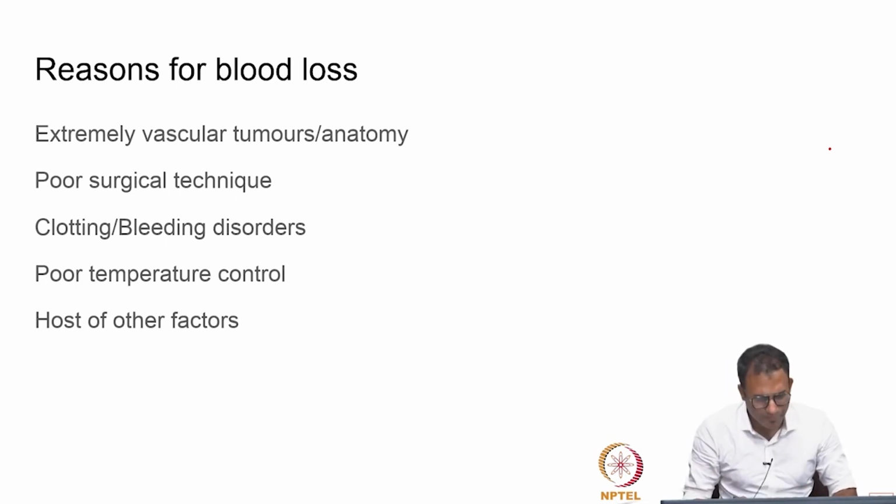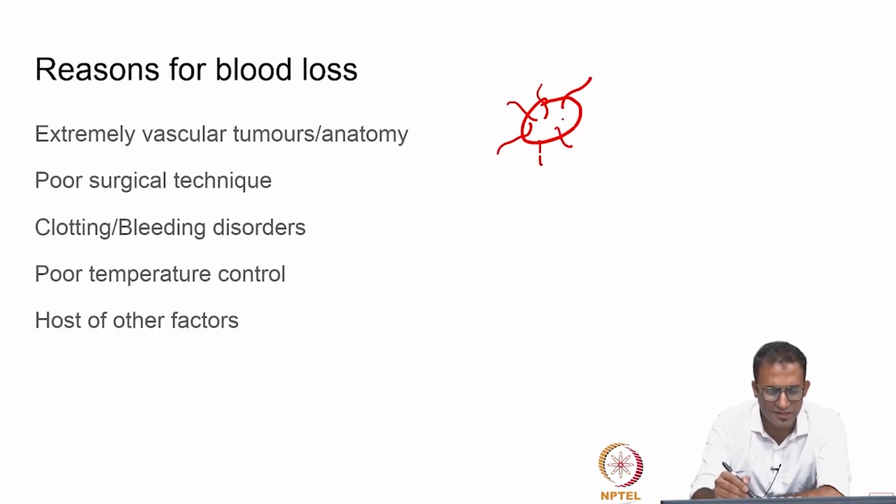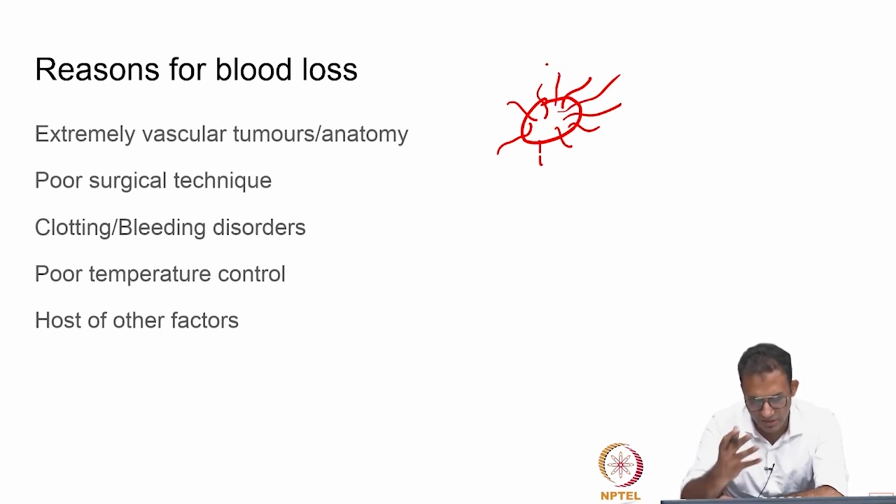There are multiple reasons. When we are operating, certain surgeries are prone to higher blood loss. If you're operating on certain vascular tumors, many of the brain tumors are extremely vascular. If there is a tumor, it is supplied by a multitude of blood vessels, and these blood vessels arise from major sources or may arise from the bed of the tissue. These extremely vascular tumors have an extremely vascular anatomy, and when I say vascular, I mean that it is supplied by a lot of blood vessels.